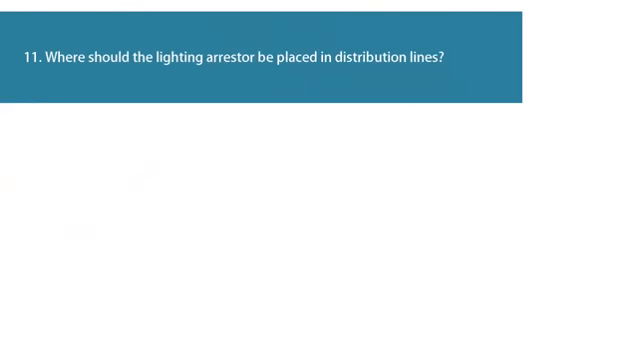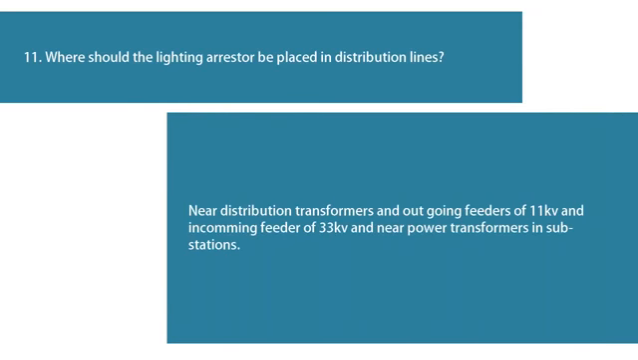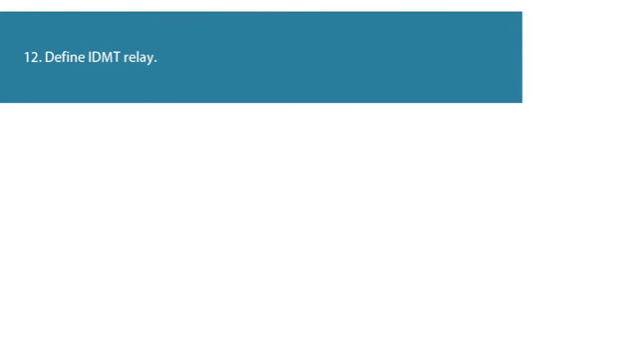11. Where should the lightning arrestor be placed in distribution lines? Near distribution transformers and outgoing feeders of 1 kV and incoming feeders of 3 kV, and near power transformers in substations.